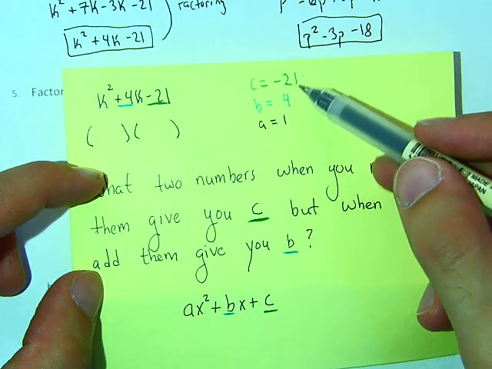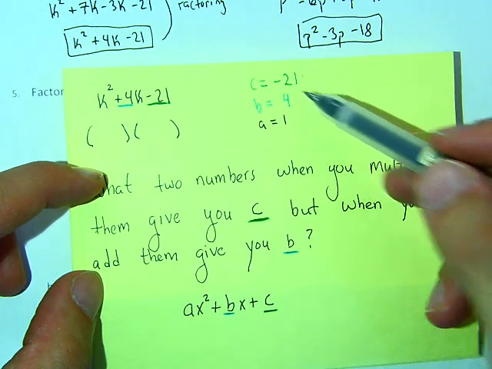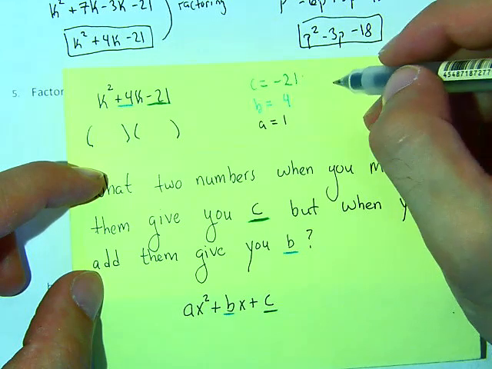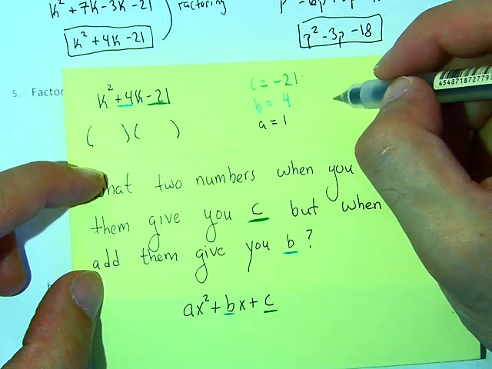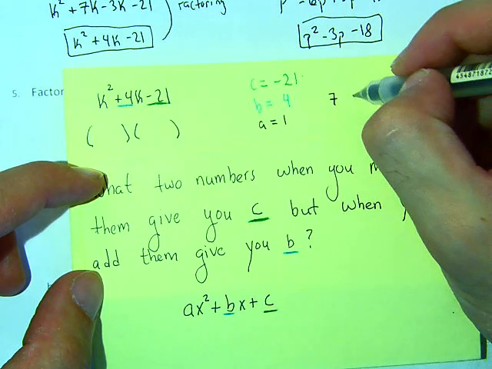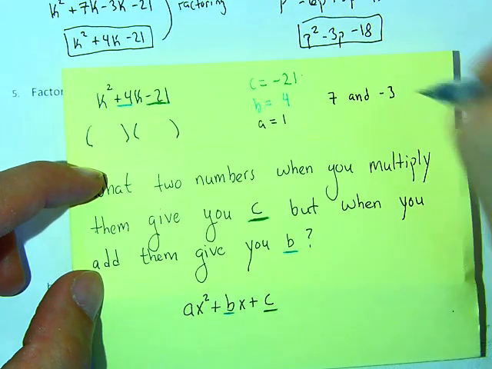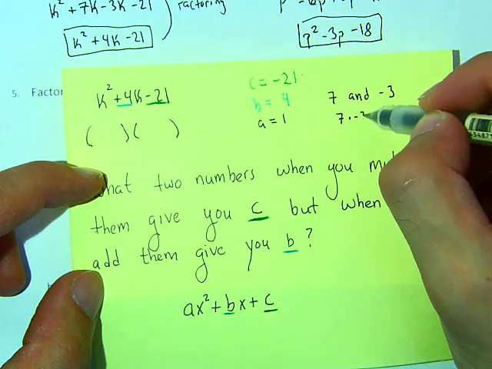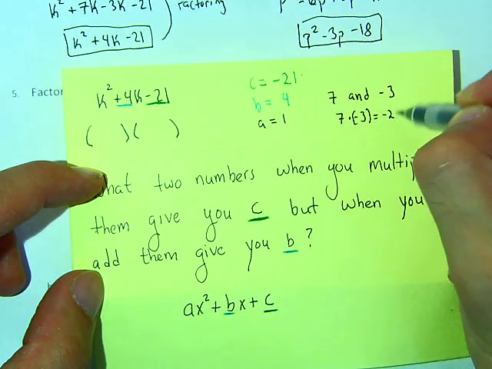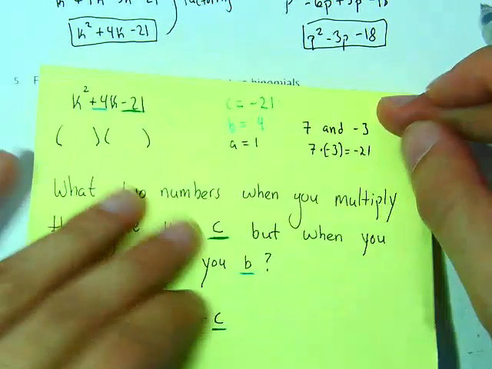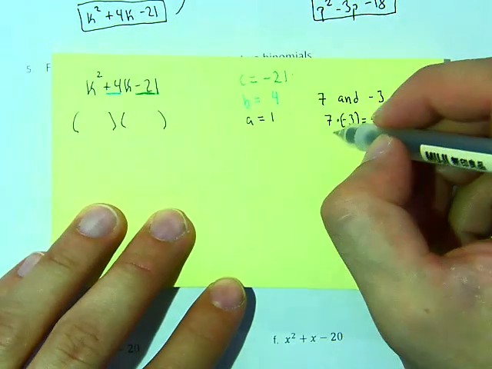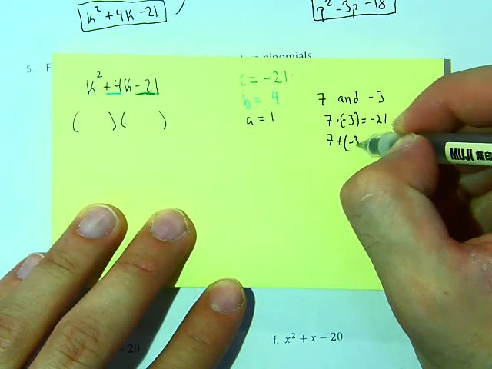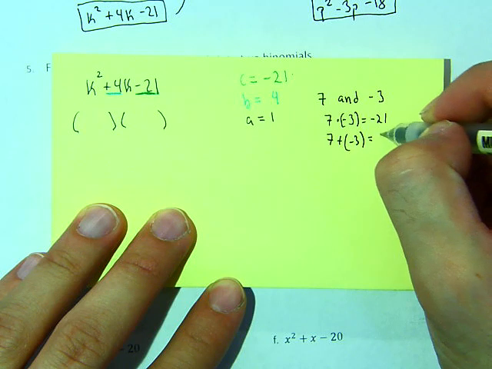Okay, so pause the video and try and think about it. And if you want to see the solution, and please don't use the calculator, it's just 7 and negative 3. These are the 2 numbers, because what's 7 times negative 3? That's negative 21. And what is 7 plus negative 3? That's equal to 4.